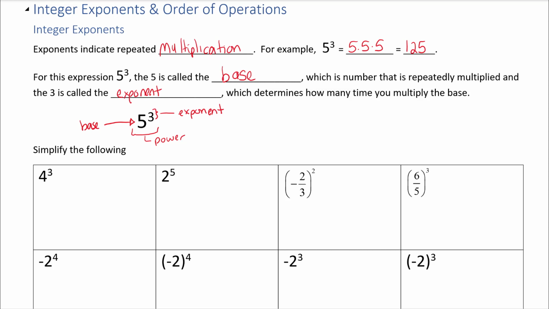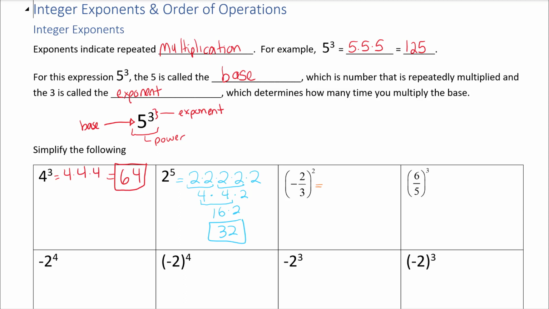So we're going to simplify the following. 4 cubed means 4 times 4 times 4. And 4 times 4 times 4 is 64. For the next problem, we have 2 to the 5th. 2 to the 5th means 2 times itself 5 times. So this is a lot of multiplication, so let's just do a couple at a time. 2 times 2 is 4. 2 times 2 is 4, and then we still have another multiplied by 2. 4 times 4 is 16, and that all multiplies out to 32. Now, you don't have to necessarily show all that work, but you need to get 32.